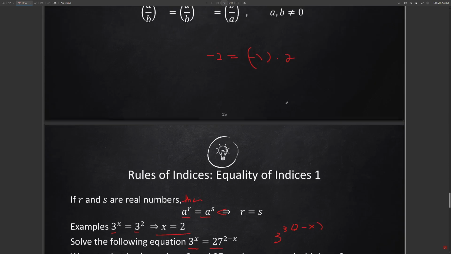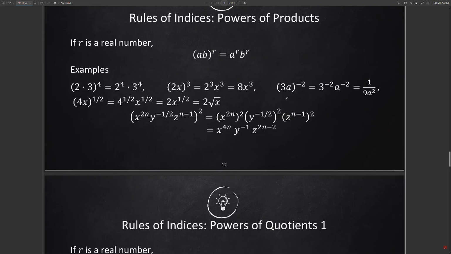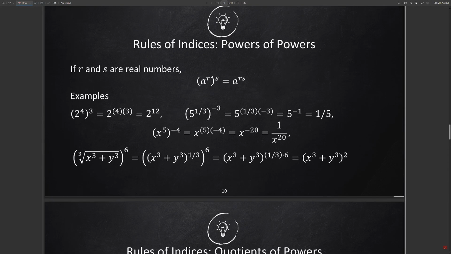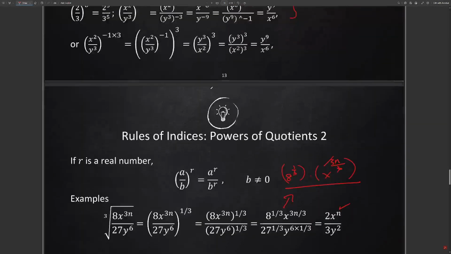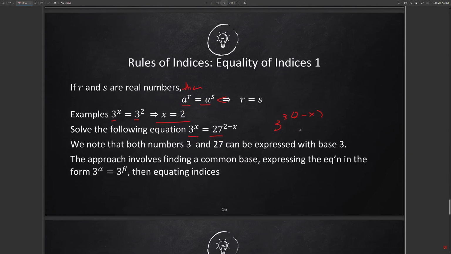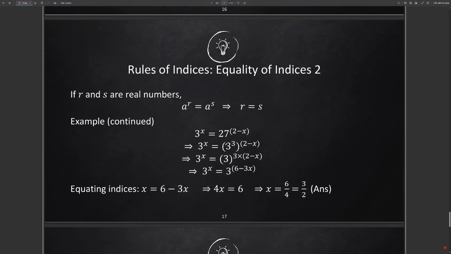And now we can take this rule here, a to the power of r, parenthesis, to the power of s. And we can use it here, and multiply this, and then solve for x, which is what we're going to do here. So this is where we use it. All the rules are going to come back. So 3 to the power of x is equal to 27 to the power of 2 minus x, which is 3 cubed. We multiply 3 by this. 3 by 2 is 6. And 3 by negative x is negative 3x.